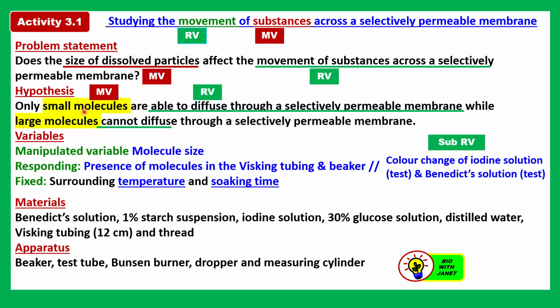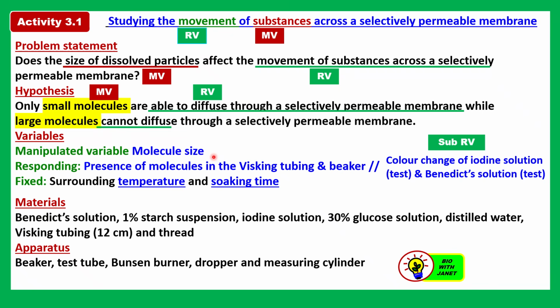Now let's go on to hypothesis, which still has the main MV and the main RV. Only small molecules are able to diffuse through a selectively permeable membrane, while large molecules cannot diffuse through a selectively permeable membrane. Small molecules and large molecules, this is your MV. Able to diffuse and cannot diffuse, this is the RV. The relationship is that small molecules can diffuse through the selectively permeable membrane, like Visking tubing, whereas larger molecules cannot diffuse through. So MV, RV is all here in the aim, problem statement, and hypothesis.